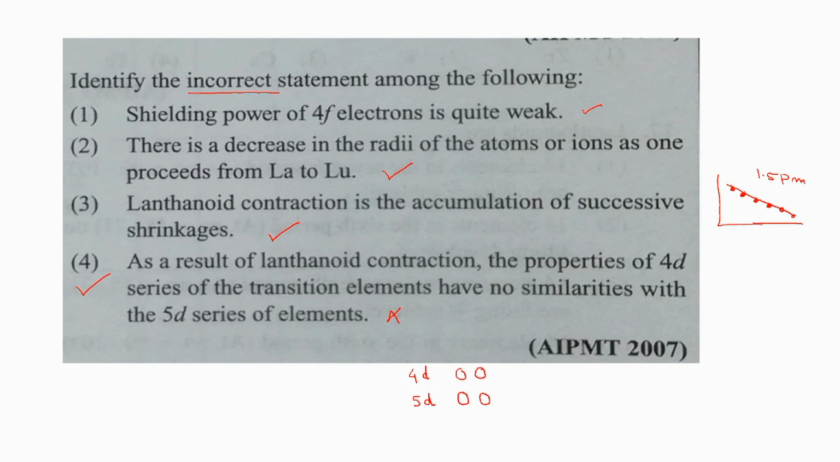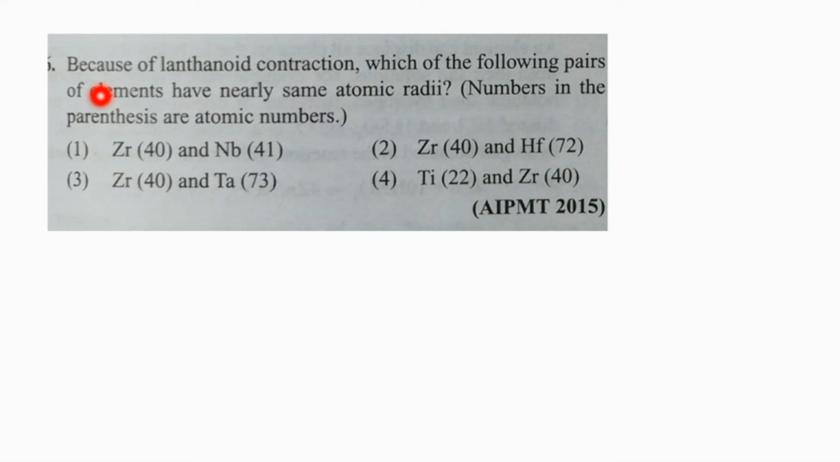Got it? Now see this question. Because of the lanthanoid contraction, which of the following pairs of elements have nearly the same atomic radii? Now only we have discussed, right? Which is the answer? Zirconium and hafnium. It is a repeated question. It was asked in the 2015 paper.